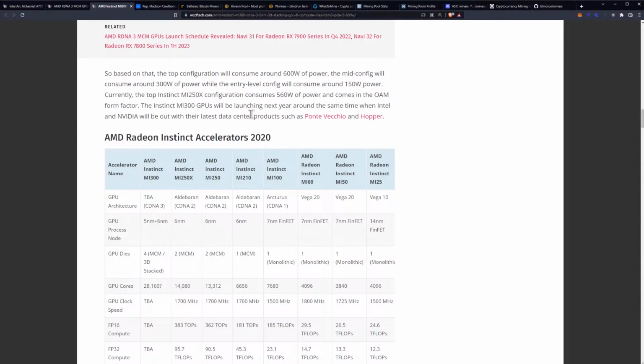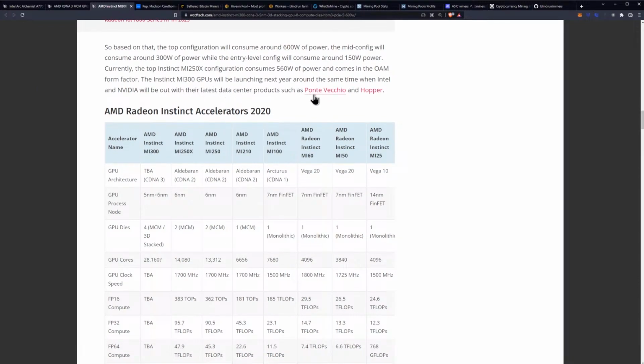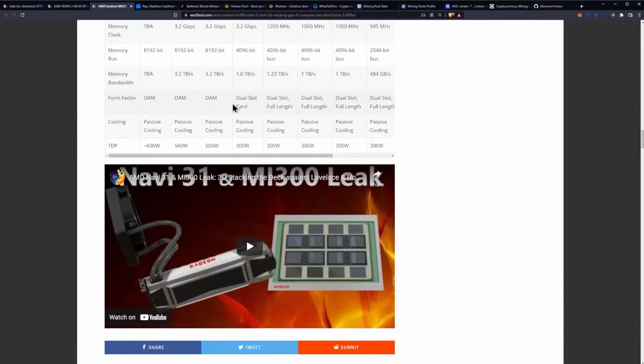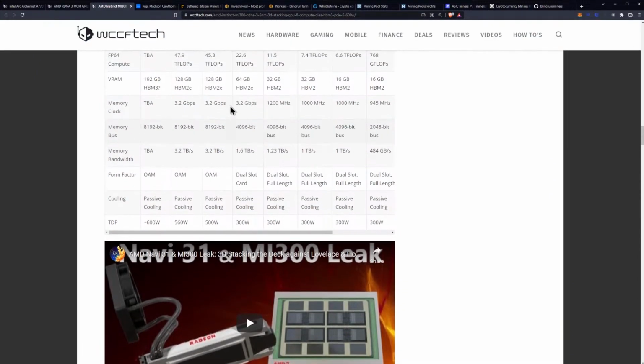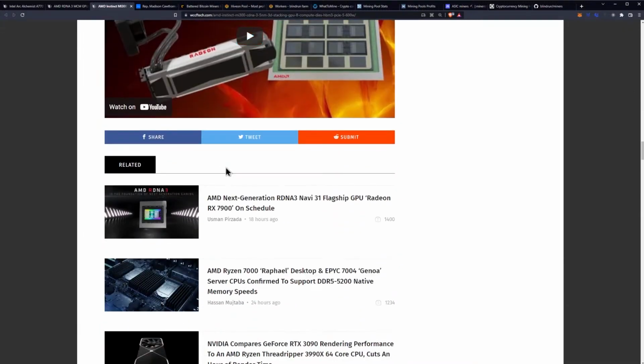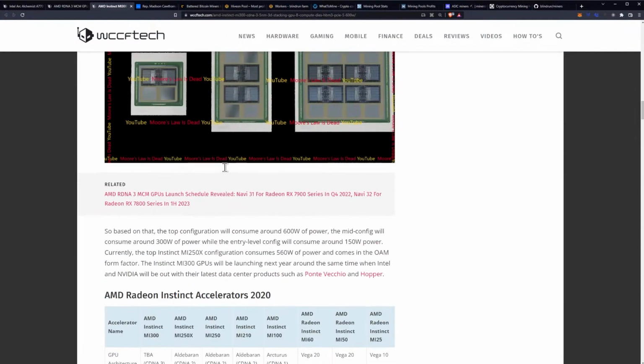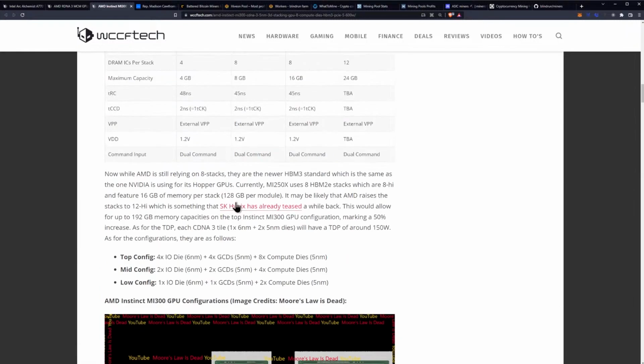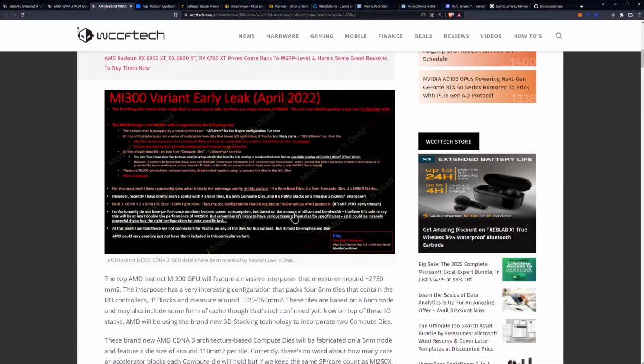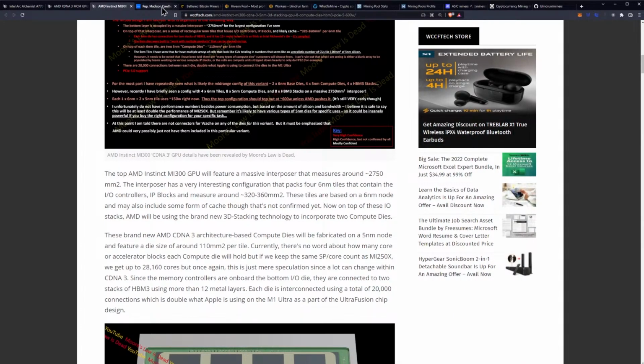The Instinct MI300 GPUs will be launching next year around the same time when Intel and NVIDIA will be out with their latest data center products such as Ponte Vecchio, something like that, and Hopper. So, overall, new designs, craziness coming out. HBM3, obviously with Hopper, also going to be HBM3. That's going to be some fast memory. And way out of the price range of pretty much what you would want to pay probably for whatever the mining performance will be, which will, I think, obviously be pretty crazy as far as what it looks like. The numbers will be incredible.